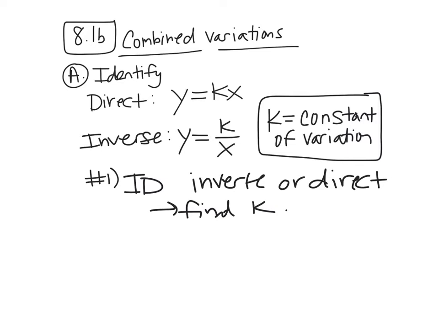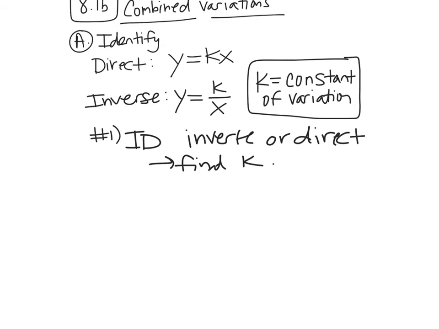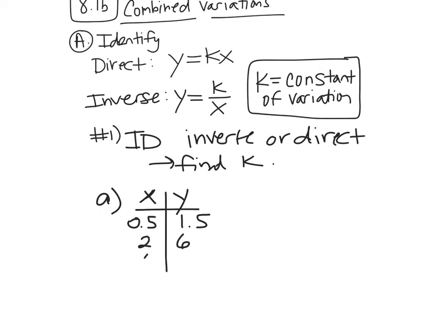Okay? So I've got 3 examples here. A situation can either be direct, inverse, or neither. Neither happens sometimes too. So let's start with this one. We have x and we have y. I'm going to give you a table of numbers that go together. So when x is 0.5, y is 1.5. When x is 2, y is 6. And when x is 6, y is 18.